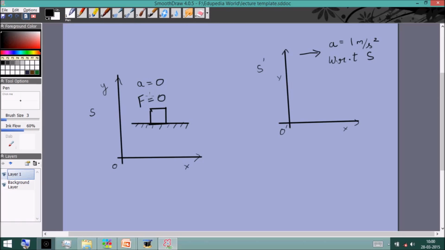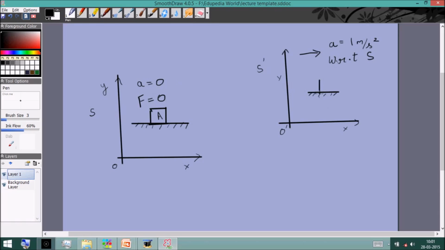So let's look at an object which is at rest. You can assume that this object is on a floor and no force is acting. So let's say the object is at rest. Now let's look at it from the frame S. In the frame S, the object sits at rest. It does not move. If it doesn't move, that means its position is constant, its velocity is 0, and hence its acceleration is 0.